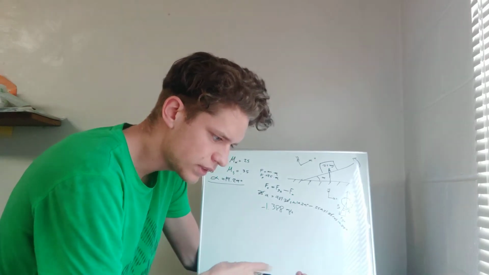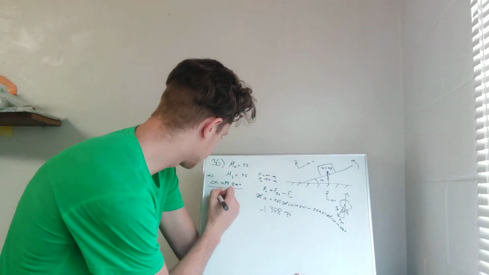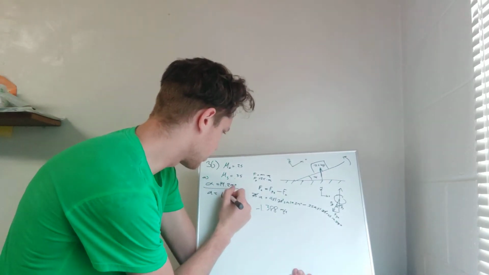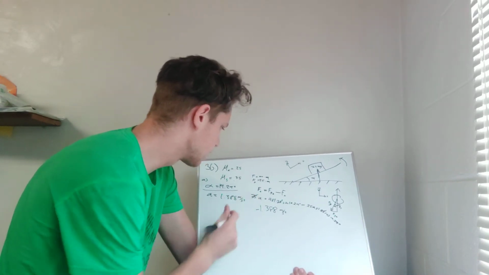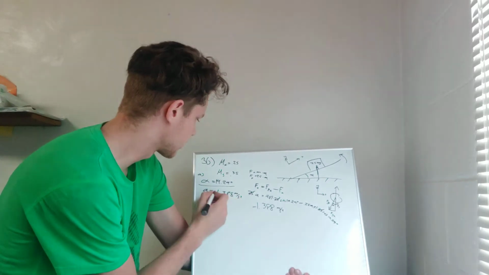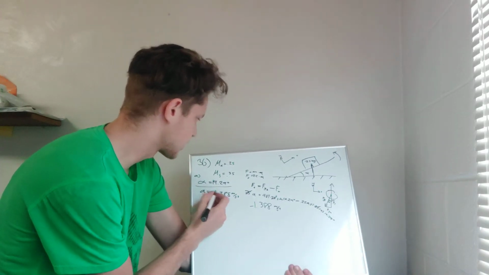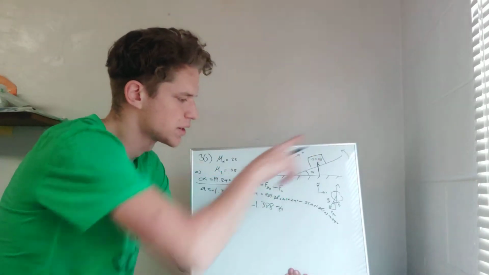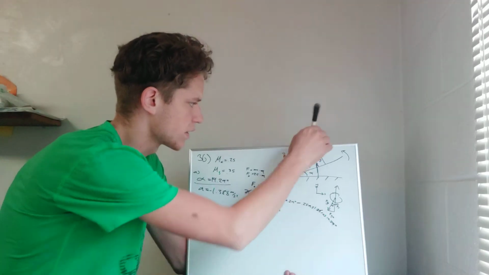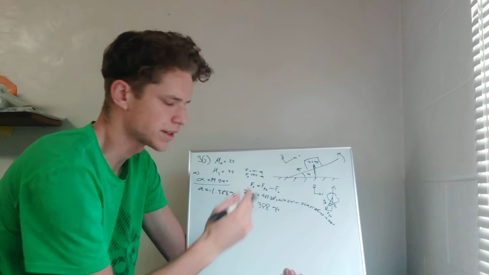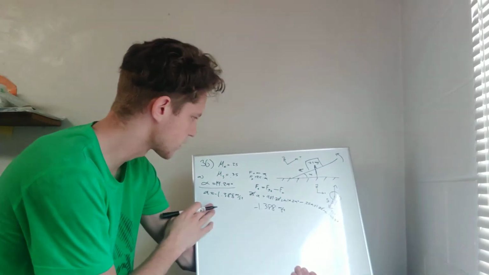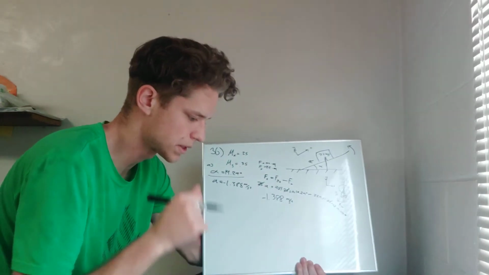So your acceleration is equal to 1.388 meters per second squared. This is a negative acceleration here because when I set up the coordinate system, I set positive to be up the ramp, and since gravity's pulling it down, it's accelerating it in the negative x direction. So that's why that's negative. If you set up your coordinate system differently, it would be positive still.